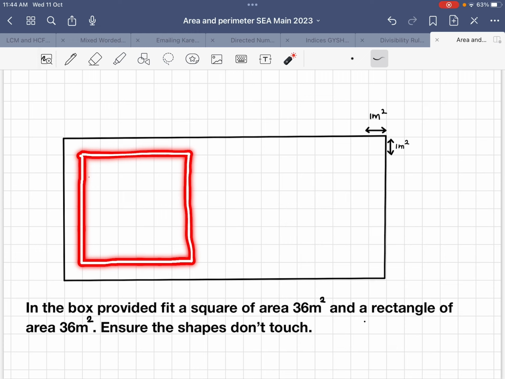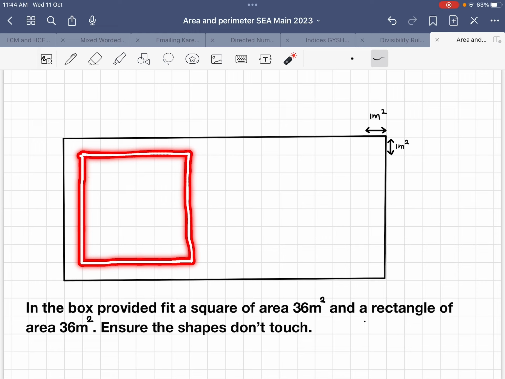Right, next we have a rectangle. Now there are different ways we can get 36 for a rectangle. We can say 2 times 18, we can say 3 times 12, we can say 4 times 9. But we need to ensure that that shape would fit into this box. So we don't want a length that is too long.